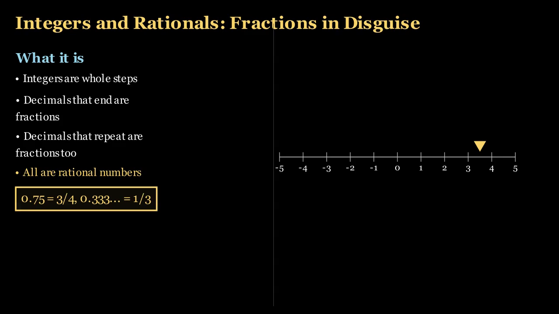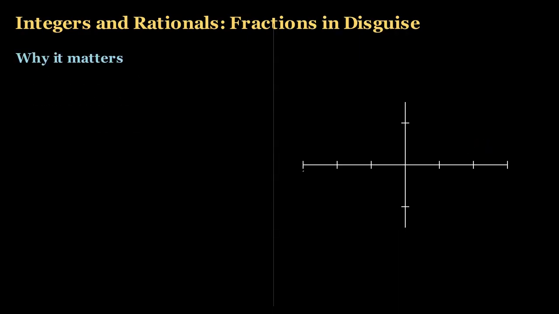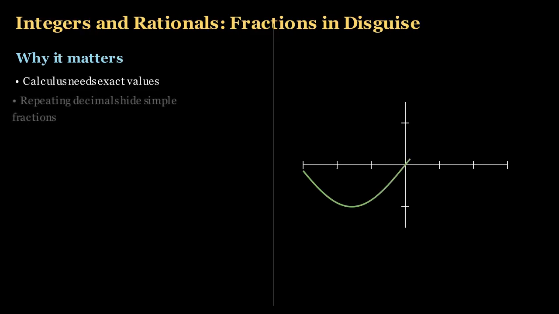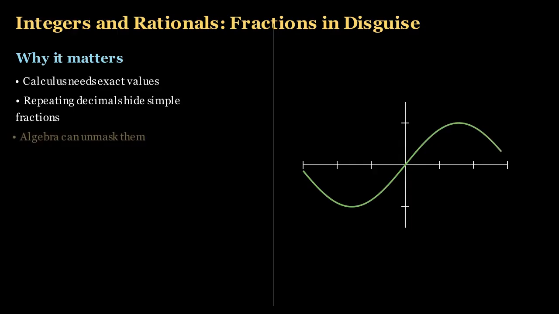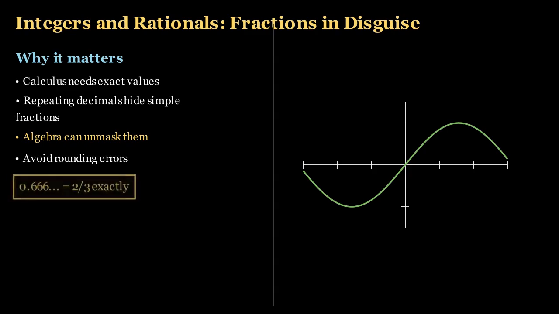In calculus, we chase exact answers. Limits, derivatives, and integrals all demand precision. If you round a repeating decimal like 0.6 repeating to 0.67, you introduce a tiny error that can grow and throw off your whole calculation. But if you know it's exactly 2/3, you can work with it perfectly. The trick is that every repeating decimal is a rational number in disguise, and we can use a simple algebraic trick to reveal its true fraction form.